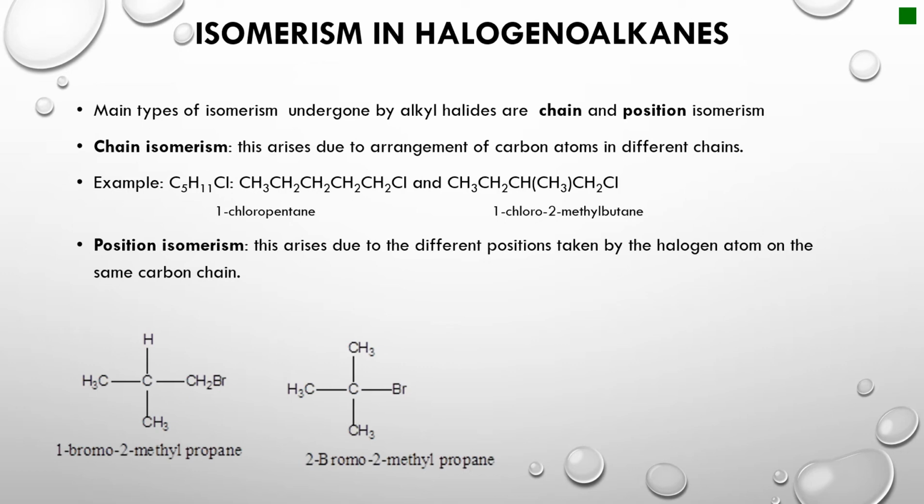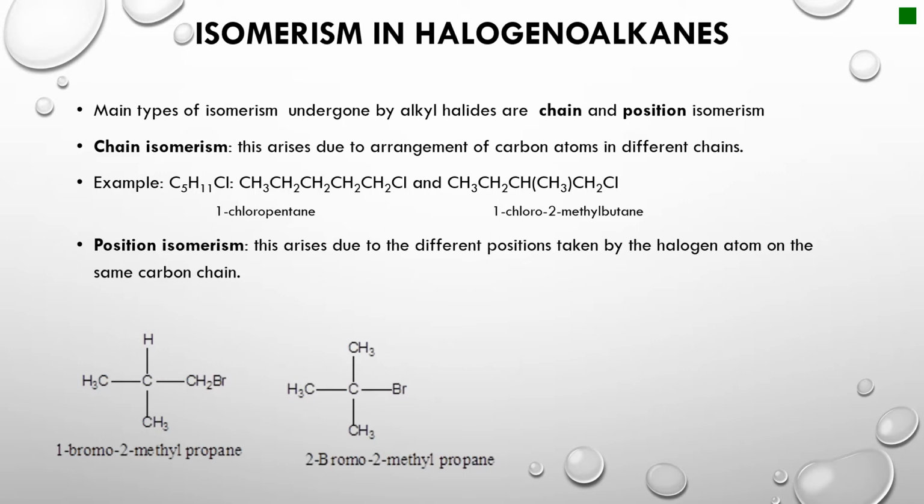In halogenoalkanes, many types of isomerism are undergone by alkyl halides, mainly chain and position isomerism. Chain isomerism arises due to the arrangement of carbon atoms in different chains.